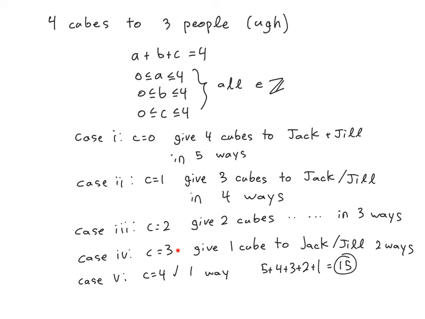Now, if we give 3 cubes to Pat, there's only 1 cube left over, and we have to give it either to Jack or Jill, so there are 2 ways there. Finally, if we give all the cubes to Pat, Jack and Jill get none, and there's 1 way to do that distribution. By the addition principle, the answer to the problem is the sum of the answers to each of these cases. So 5 plus 4 plus 3 plus 2 plus 1, which is 15.